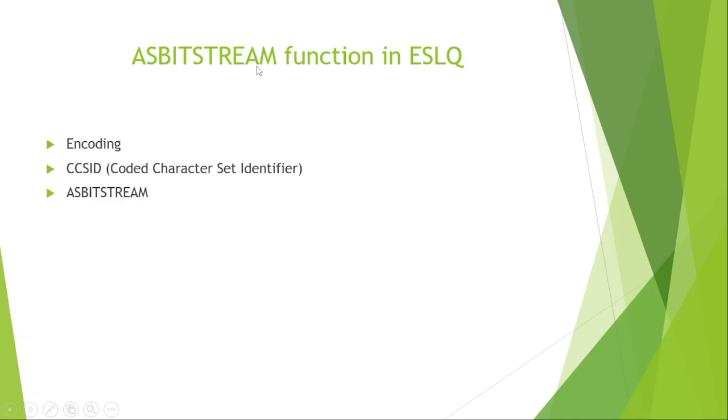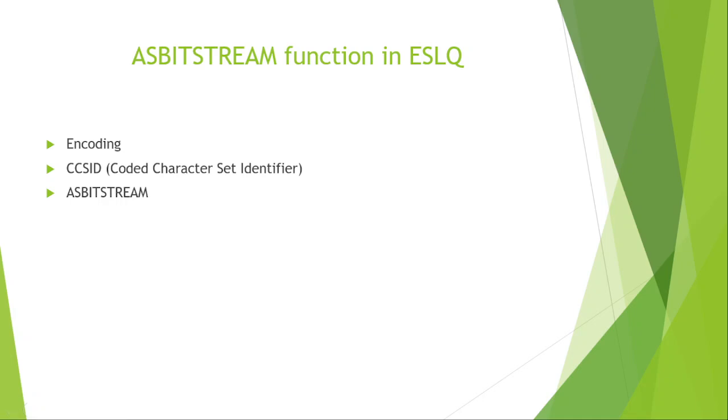So why has it been removed? The reason is that the BITSTREAM function has some limitations that we can overcome with the help of the ASBITSTREAM function. So IBM has removed the BITSTREAM function and replaced it with the ASBITSTREAM function. That's the one point you need to remember.